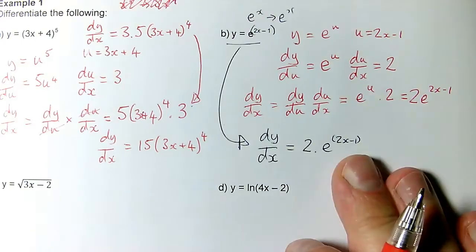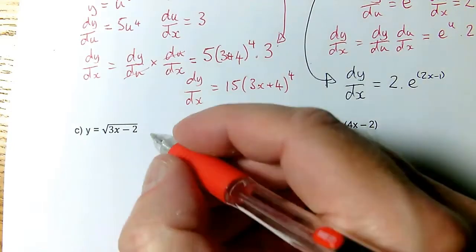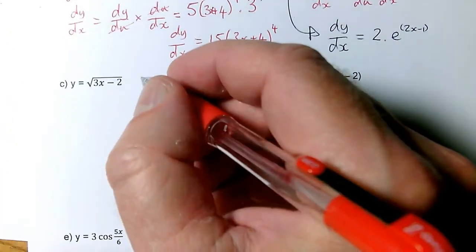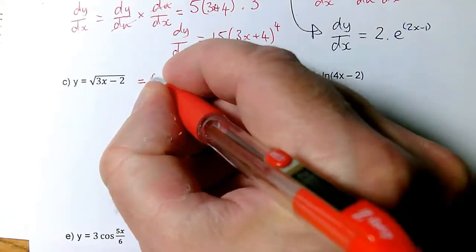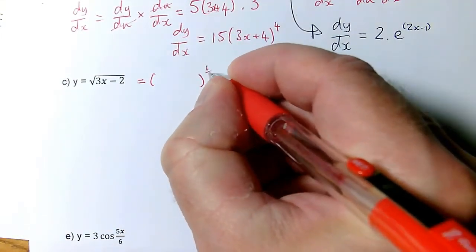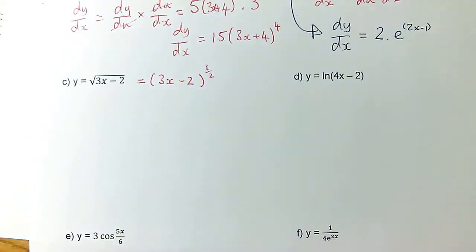Okay, so this one. All right, part C. Now here we need to do the same as we did in core 2. We've got a square root going on. We know from core 2 that we can get a square root by using a power of a half. So that's what I do. I have to rewrite this as bracket to the power of a half.